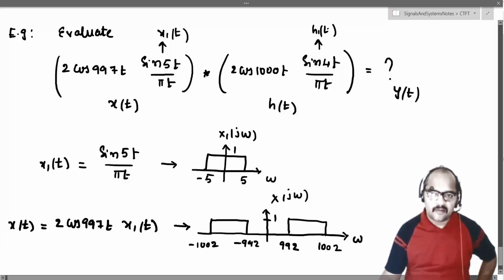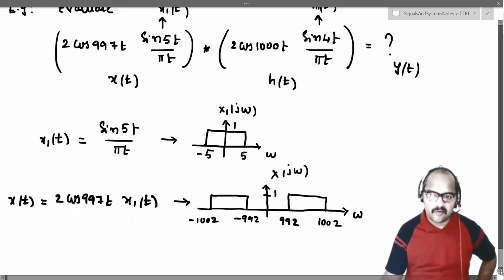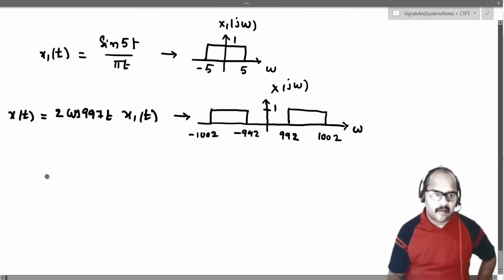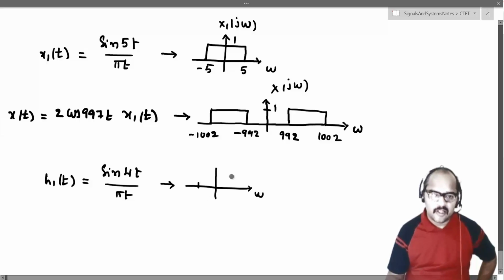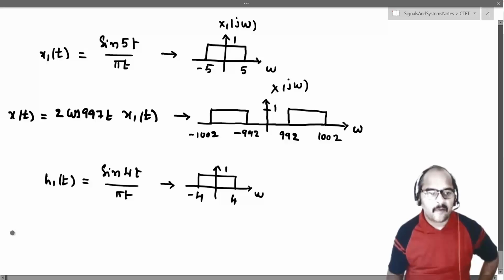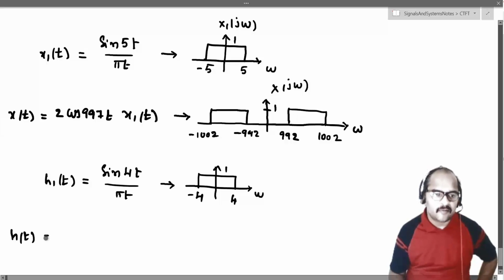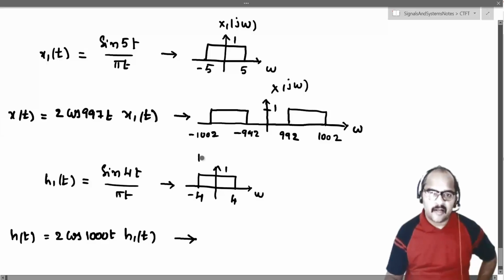Next, let us look at h1 of t and then write what is h1 of j omega. h1 of t is given by sine 4t divided by pi t. So clearly we know this one's Fourier transform, which is a rectangular function from -4 to +4 with amplitude 1. But what is our h of t here? Our h of t is 2 cos 1000t multiplied with our h1 of t.